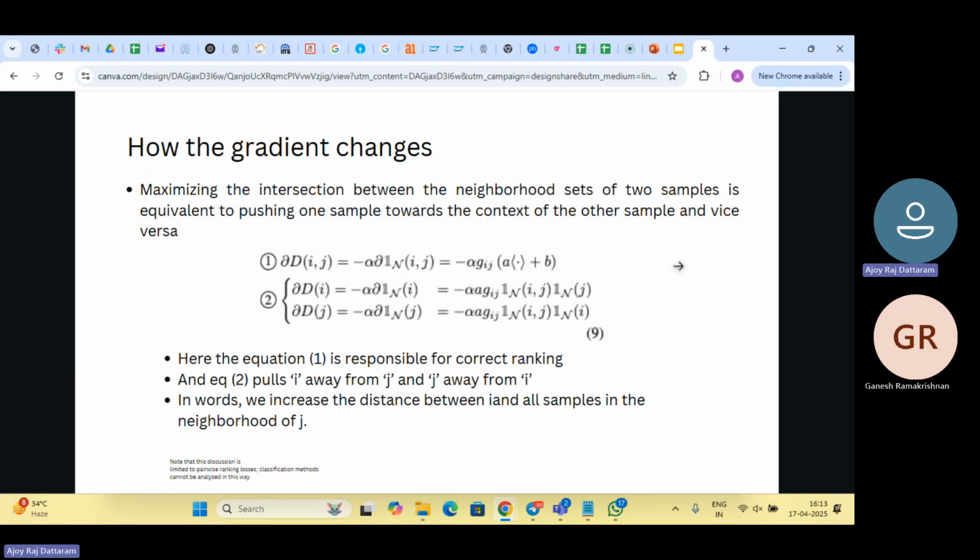These two will define how far the sample would be. Let's say the sample I has to move away. So these two equations will govern the movement of I with respect to all the samples of J, like all the samples that were in the class of J. It will move away from I, and the same will happen for J. So this is the intuition which they have given in the paper.